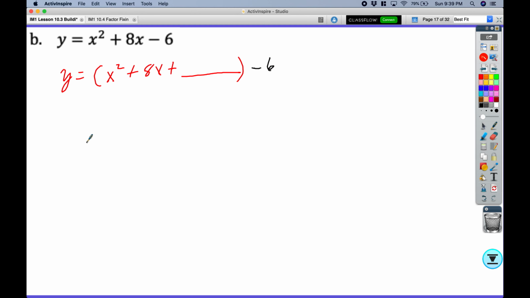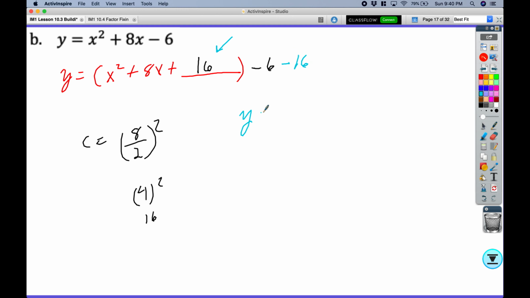So what we're going to do is find our new c value that would make a perfect square. I'll take b, divide it by 2, and square it. This would give me 4 to the second power, which is 16. Boom, so I'm just going to add 16 here. Uh-oh, my equation's not balanced now. So since I added 16 right here, I need to subtract 16 right here. So then this will give me y equals x plus 4, parentheses squared, and then negative 6 minus 16 would give me negative 24.